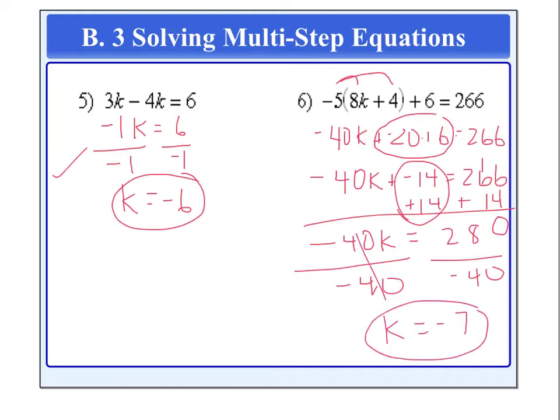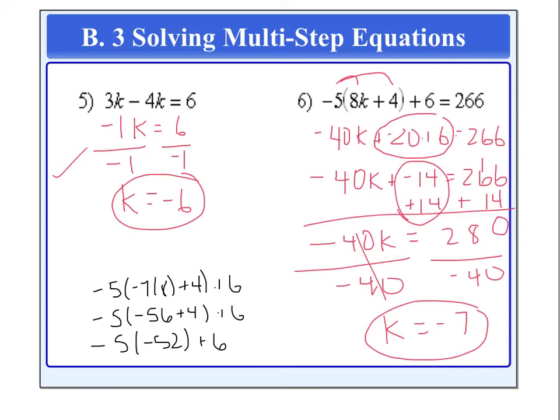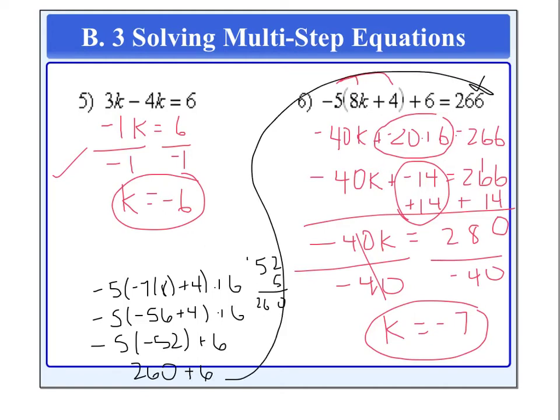Check our work. I'm going to check over here. Negative 5 times negative 7 times 8 plus 4 plus 6. Negative 5 times negative 56 plus 4. Negative 5 times negative 52 plus 6. Negative and a negative is a positive. 52 times 5. It's going to be 260 plus 6 is 266. It works out.